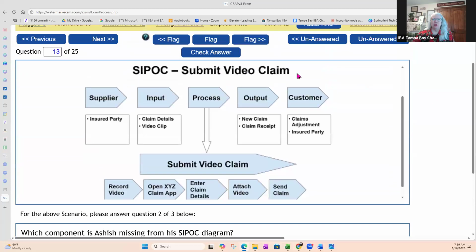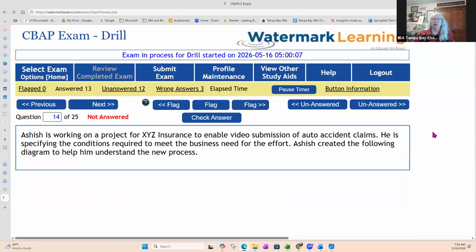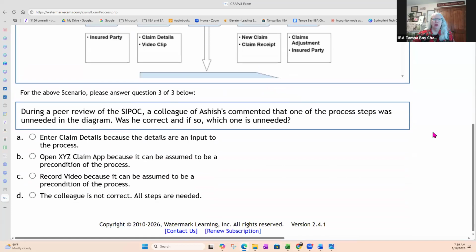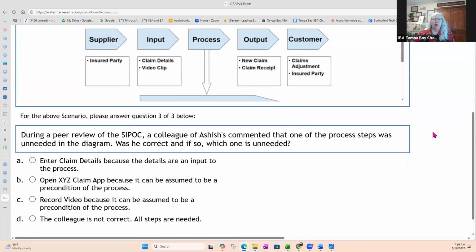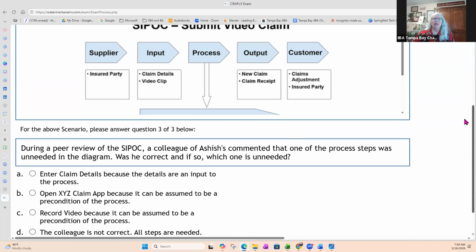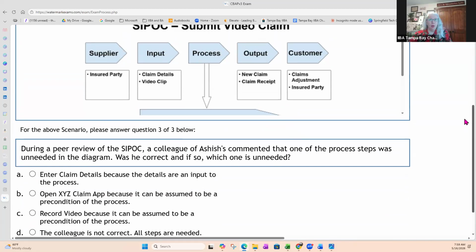Let's move on to the next question on the same scenario. During a peer review of the SciPoc, a colleague of Ashish's commented that one of the process steps was unneeded in the diagram. Was he correct? And if so, which one is unneeded?